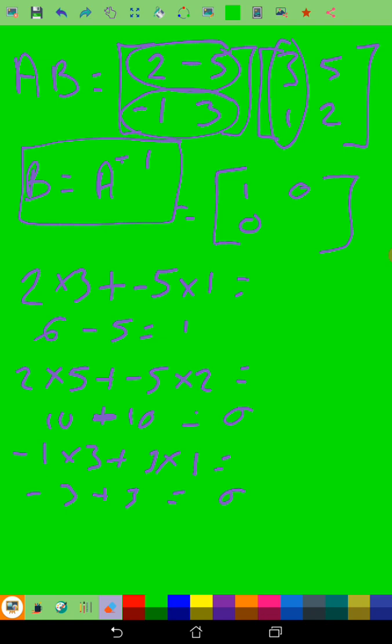So we have done this and this. The last one is going to be minus 1 times 5 plus 3 times 2. This is minus 5 plus 6, and you're going to have 1. So for that reason, we can say that matrix B is the inverse of matrix A.